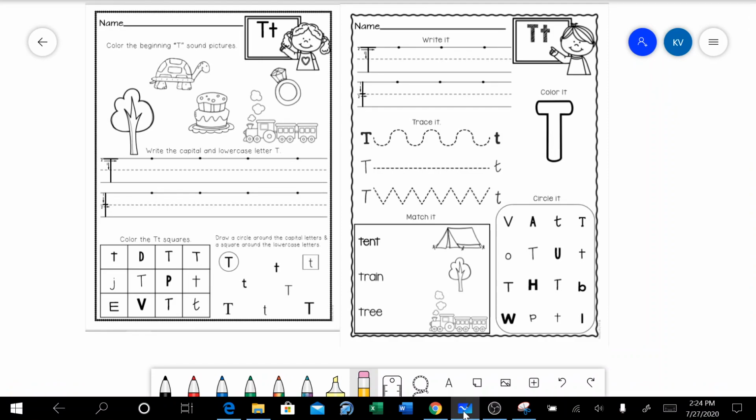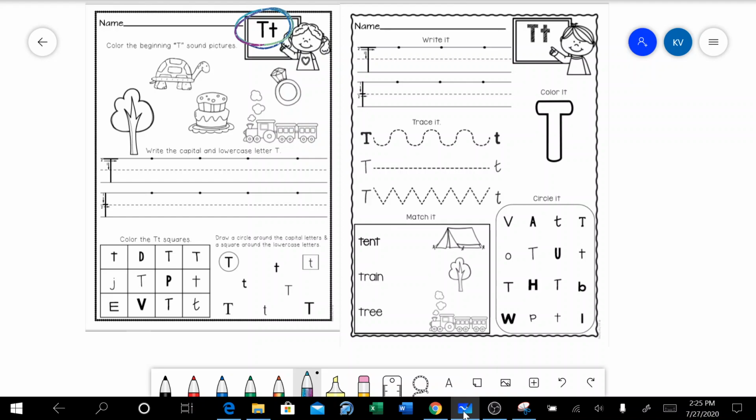So today, during your OG lesson, we learned about the letter T. T says ta. And what is the key word for T? T, top. Good, the toy top. So T, top, ta. We're going to be working on the letter T today. So let's go ahead and get started.